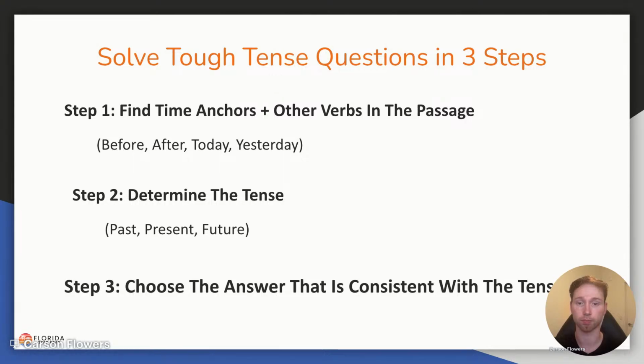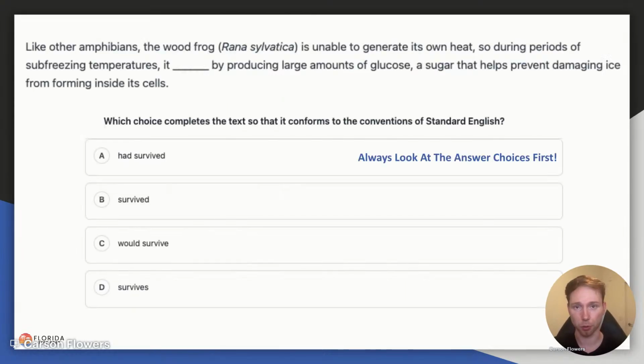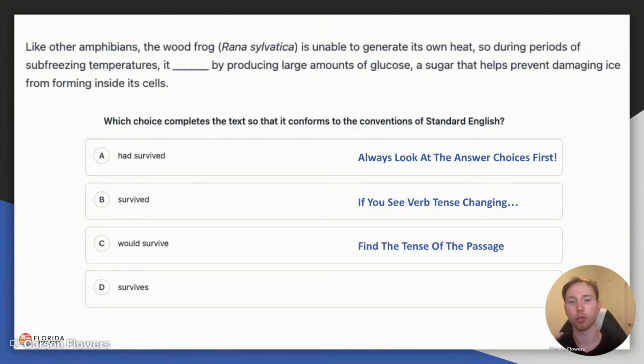Let's practice. Always look at the answer choices first. If you see verb tense changing, so in this case we see had survived, survived, would survive, survives, that goes past to the future tense, to the present tense, it's all moving around, so this is testing tense. What you want to do is find the tense of the passage and then choose the answer that matches.